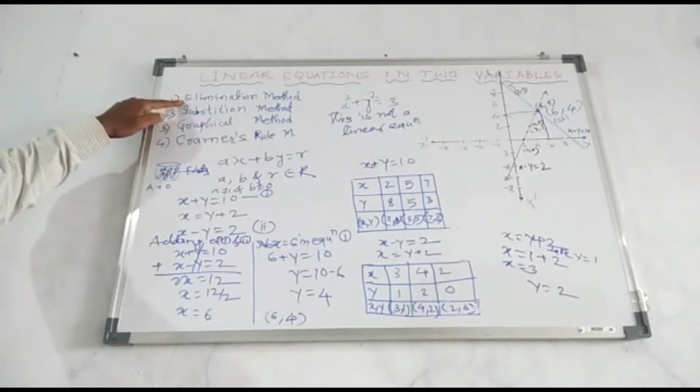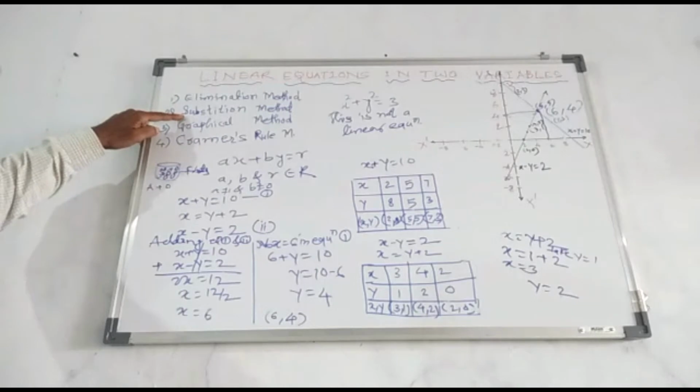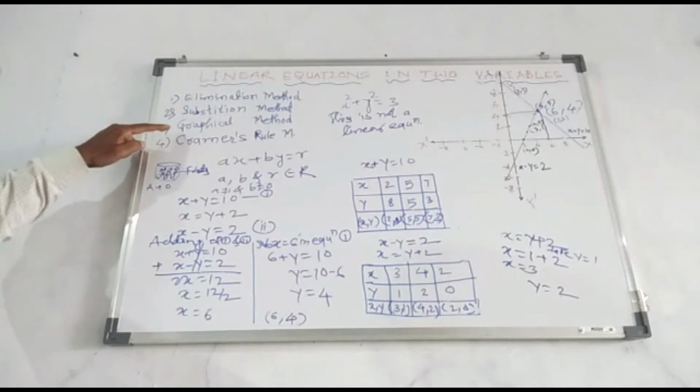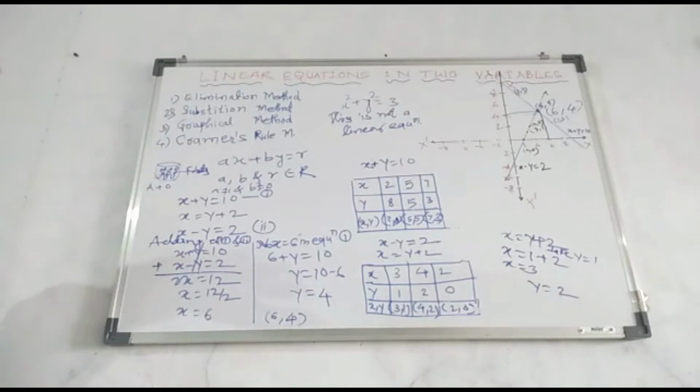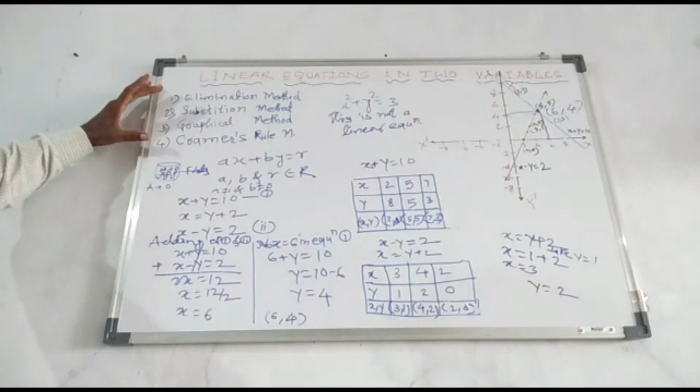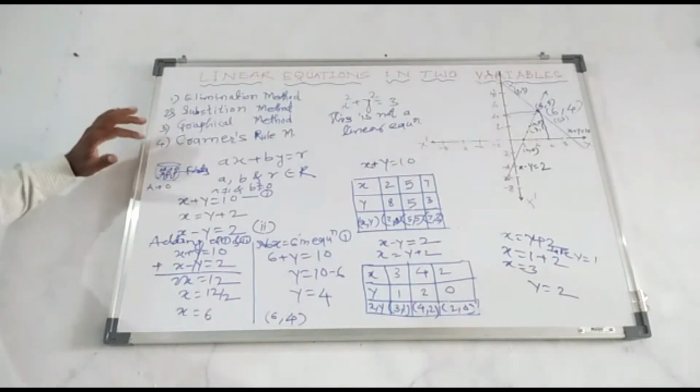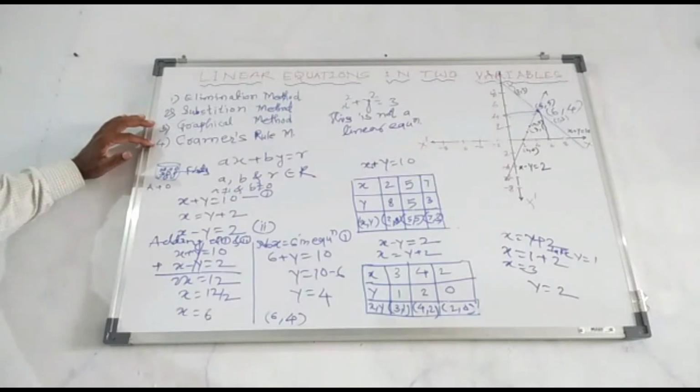First method is elimination method, second is substitution method, third is graphical method and fourth is Cramer's rule method. So today we will learn elimination method and graphical method.